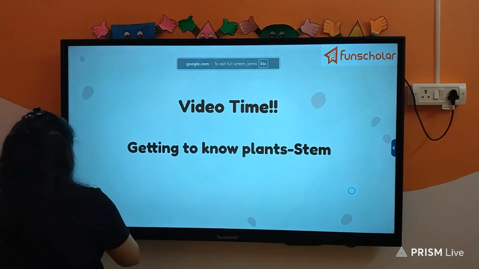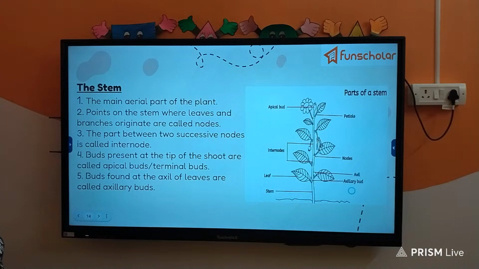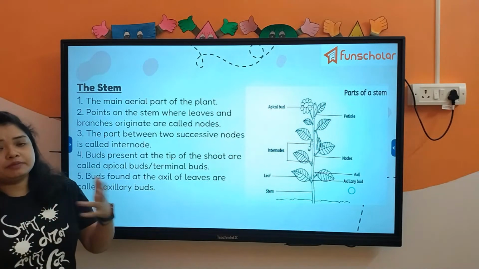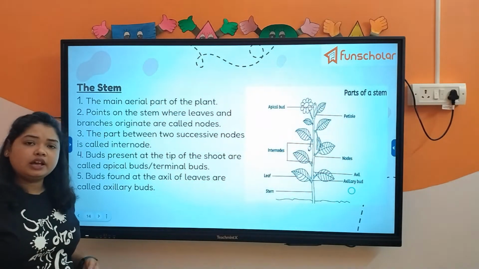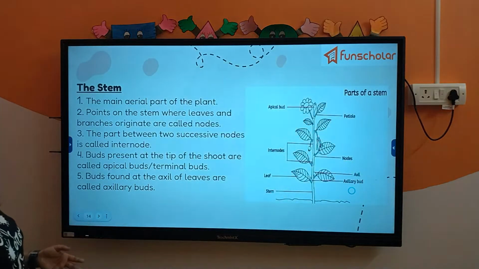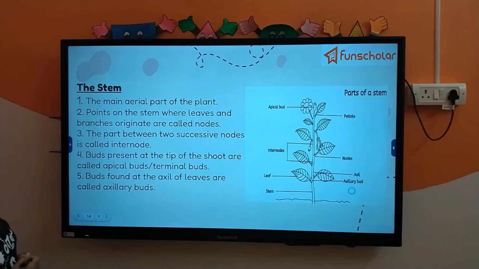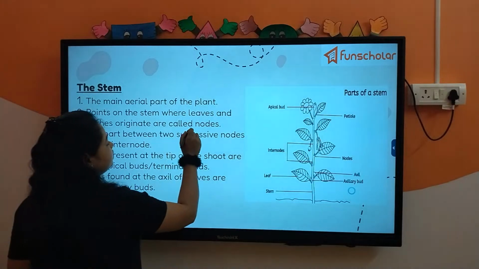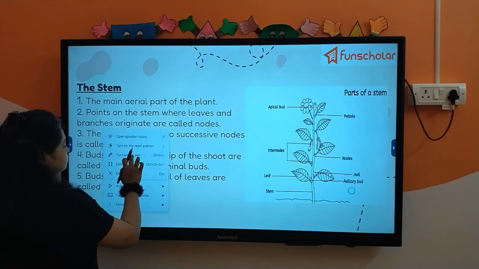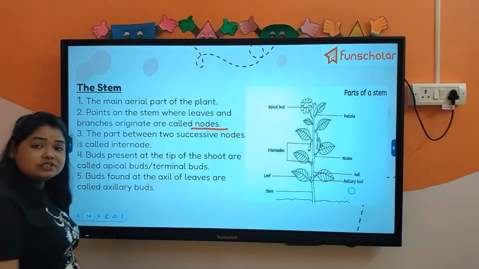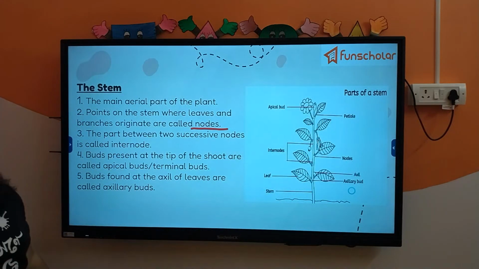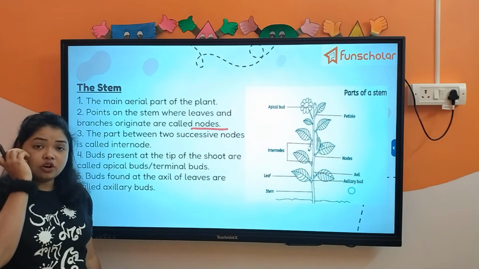So therefore, we have understood the basic details about the stem and the basic functions. So stem here is given the main aerial part of the plant. Aerial part means it stays above the ground and it comes in contact with the atmosphere. That is why. And the points on the stem where leaves and branches originate are called nodes. So these nodes are present. These nodes are also present in the underground stems also. The examples that you have watched in case of the storing of food in stems.